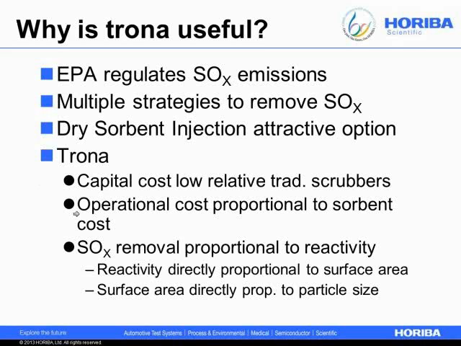So either way, it's removed with up to 90% efficiency from the flue gas. But why Trona? Trona is nice because the capital cost of supplying it and injecting it into the flue stream is relatively low compared to traditional scrubbers. We've gotten that data point from several users. Its operational cost is typically directly proportional to the sorbent cost. So as the cost of Trona goes up, so does the operational cost and vice versa. And the SO2 and SO3 removal is proportional to the reactivity of the Trona. And if we were to follow that down, what that means is that the reactivity is directly proportional to the surface area, and the surface area is directly proportional to particle size. So this makes a certain amount of sense.